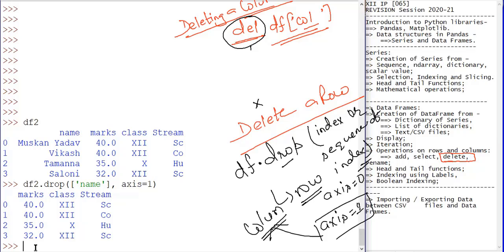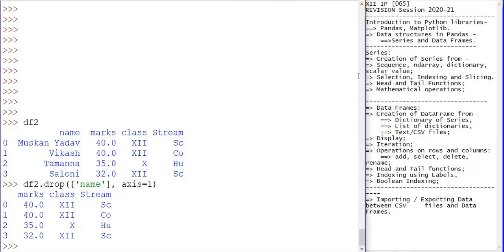So what is left? The next topic is rename. So how can we rename a column or a row index? If you want to rename rows and columns, what command do we have to use? Now this command we are going to discuss.